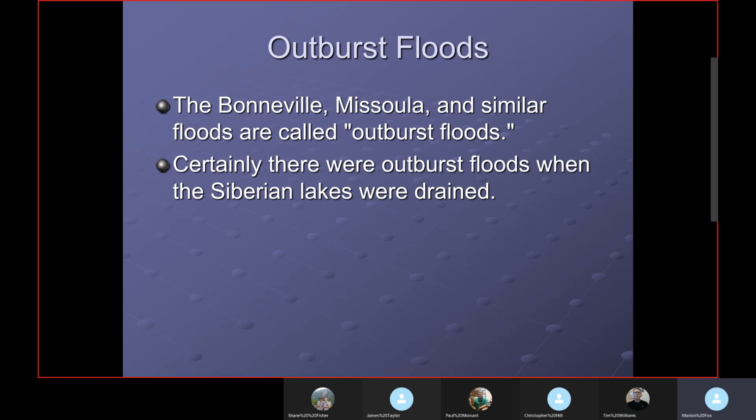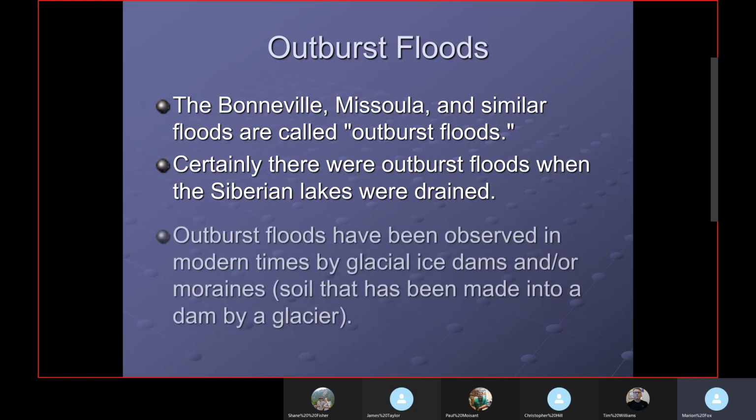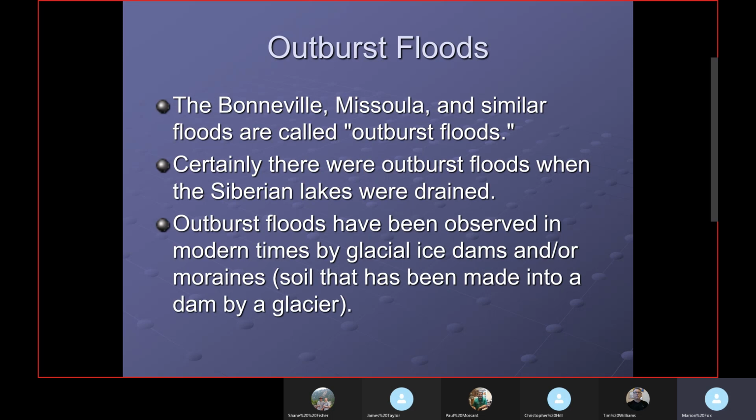There were iceberg lakes when the Siberian lakes were drained as well. So we have them on the Siberian lakes. Outburst floods have been observed in modern times, caused by glacial ice dams and or moraine soil that's been made into a dam by a glacier.